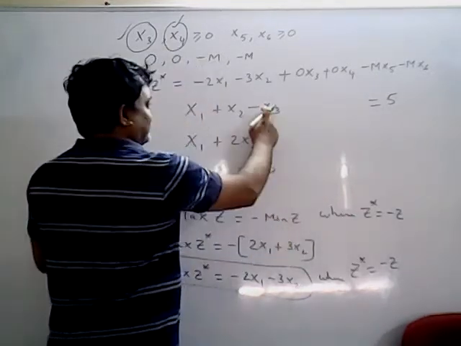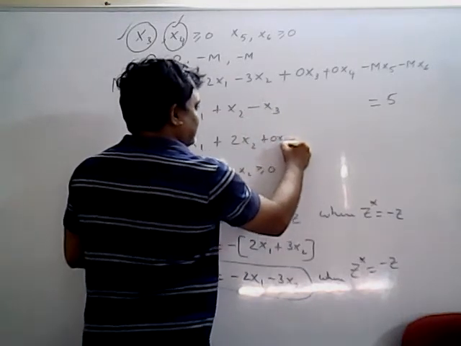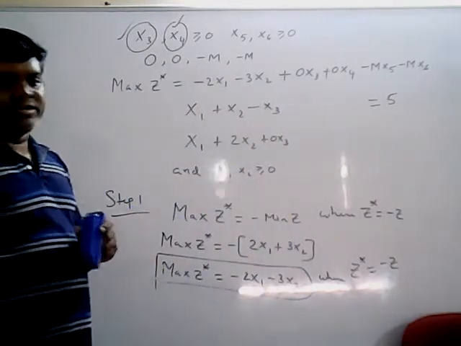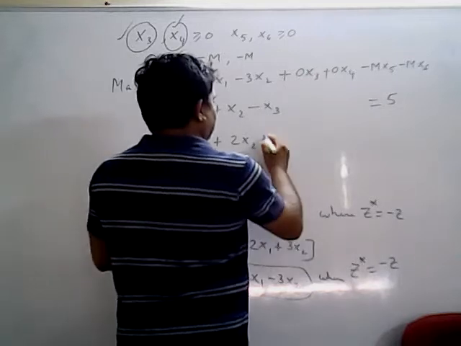Already x3 is used here, so you will get 0x3. X3 has no value here. 0x3.